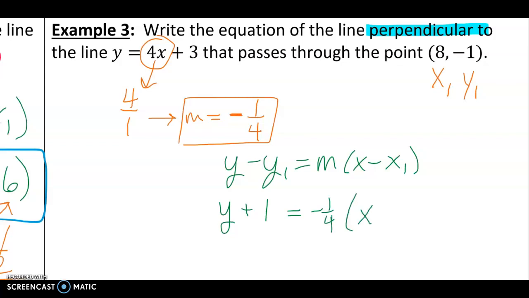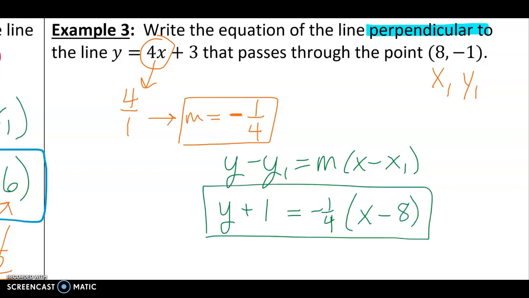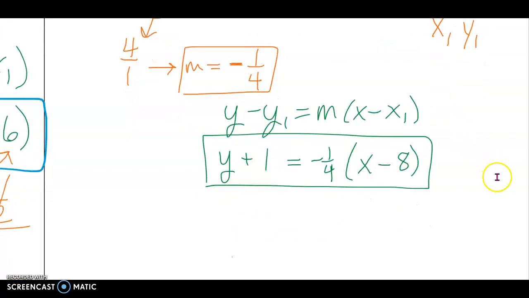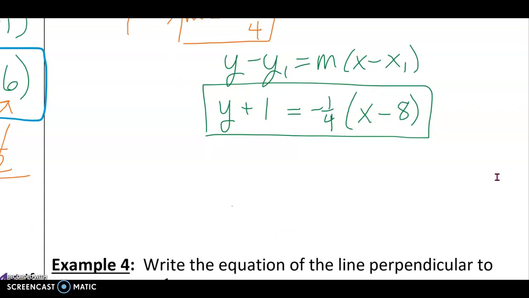x minus, and then x1 is 8. So keep in mind this answer is correct, but your answer choices could also be in y equals mx plus b form. So let's practice once again getting it into y equals mx plus b. If you want to pause it, now would be a good time to see if you know how to do this. So pause the video.